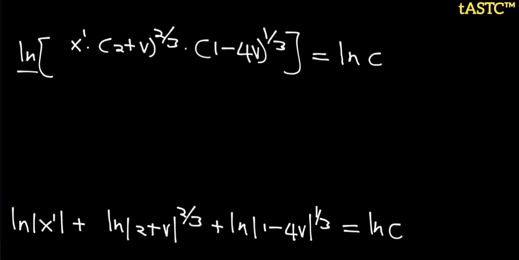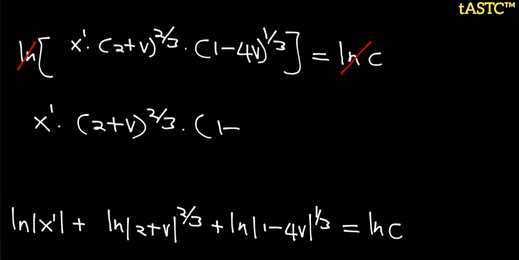Since we have this to be the same as this, we could well cancel them out. So this is going to get cancelled out, and this will be x prime multiplied by (2 plus v) raised to the power of 2 over 3, and this is multiplied by (1 minus 4v) raised to the power of 1 over 3. That is equal to c.